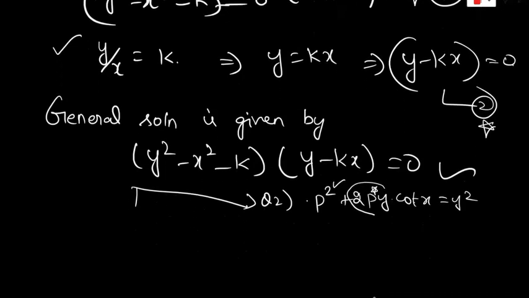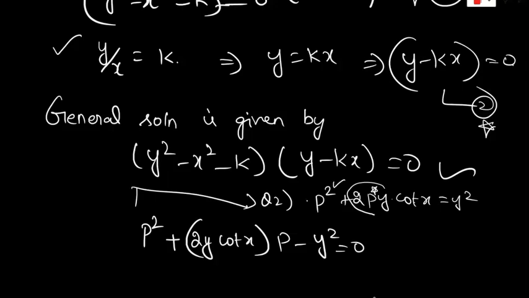Here we will be using basic trigonometric formulas to simplify this. p square plus 2y cot x p minus y square is equal to 0. If you solve this, again the same minus b plus or minus, and here we will be using trigonometric formulas to simplify this. That's it. Thank you.